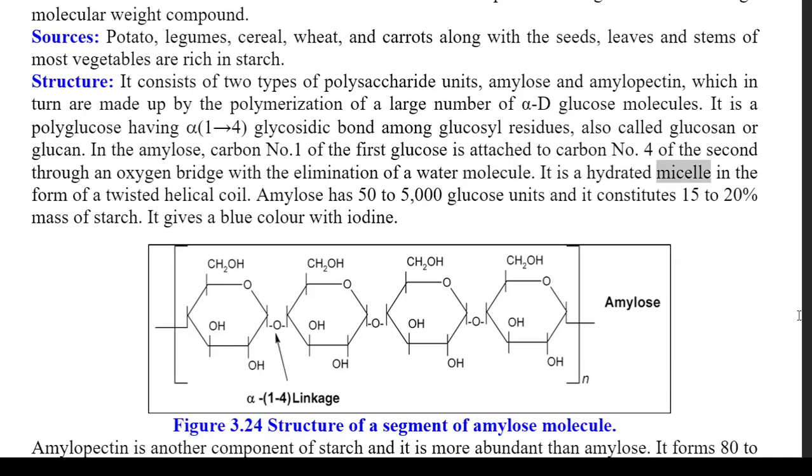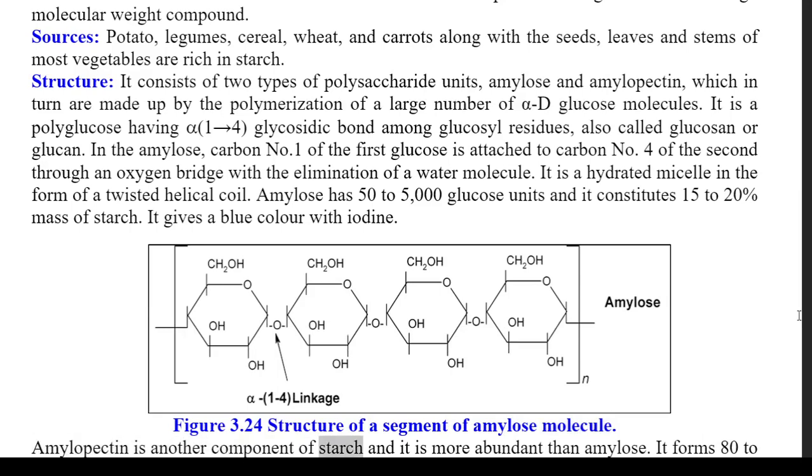It is a hydrated micelle in the form of a twisted helical coil. Amylose has 50 to 5,000 glucose units and it constitutes 15 to 20% mass of starch. It gives a blue color with iodine. Figure 3.24 Structure of a segment of amylose molecule.